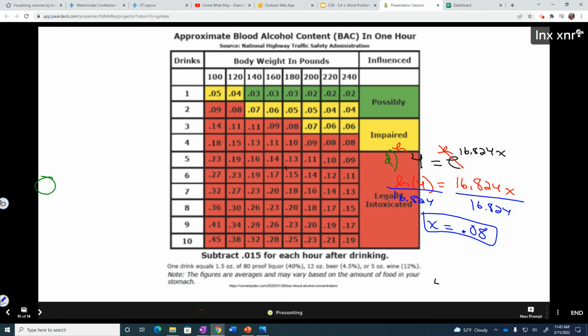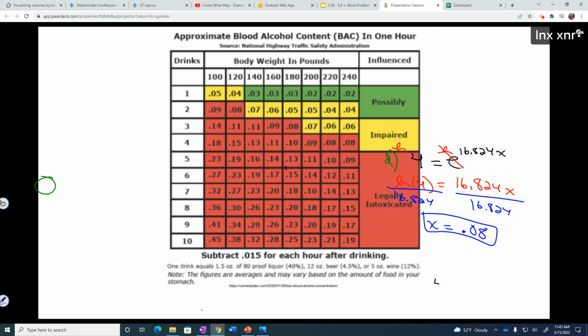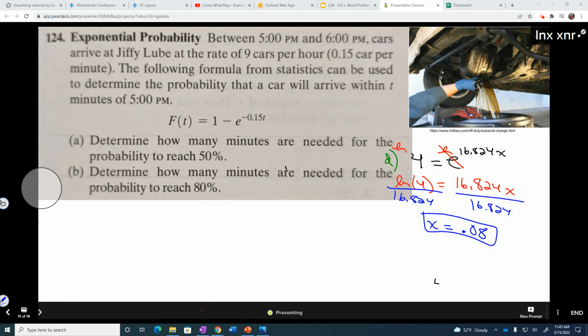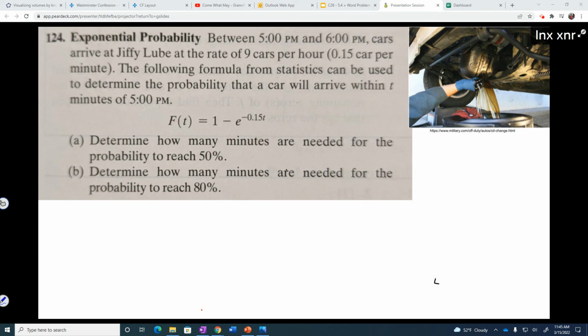Let's see what we got. Oh, I might want to start this question.